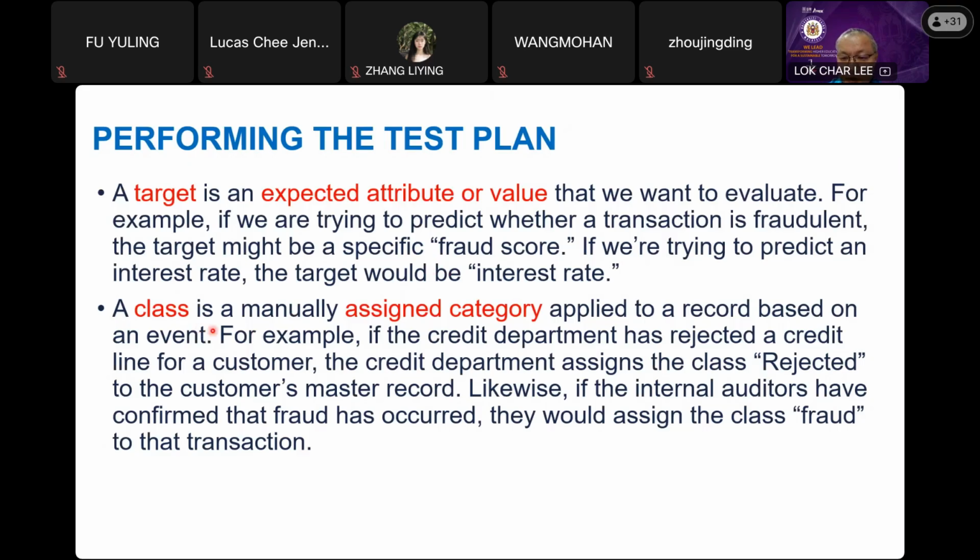A class is a manually assigned category applied to a record based on an event. For example, if a credit department has rejected a credit line for a customer, the credit department assigns the class rejected to the customer master record. Likewise, if the internal auditors have confirmed that a fraud has occurred, they will assign the class fraud to that transaction. So we have classes of transactions which are considered fraud or not. These are classifications.